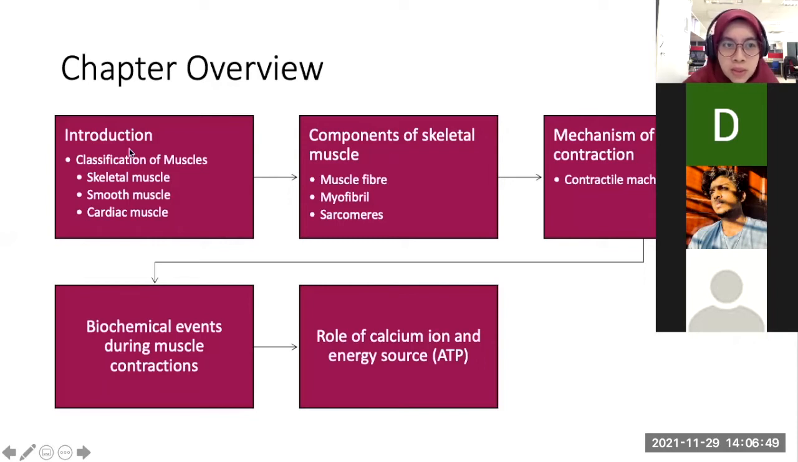Okay, so we will look into the classification of muscles. What are the types of muscles that we have in our body, and what are the components that make up the muscle, especially the skeletal muscle. Okay, because we will look into the mechanism of contraction which occurs within the skeletal muscle, or what we call the contractile machinery, and also the biochemical events during muscle contractions, where we will look into the role of calcium ion and also ATP.